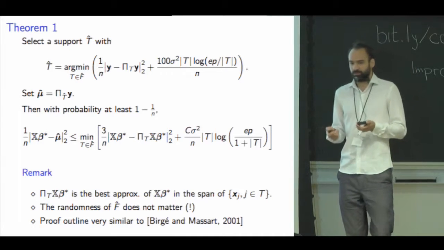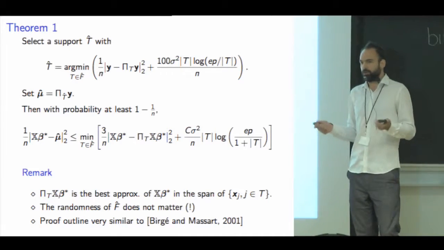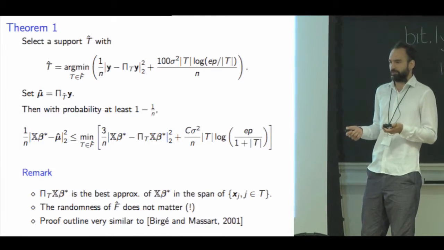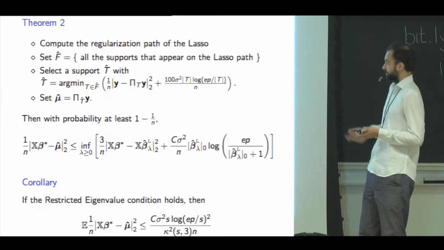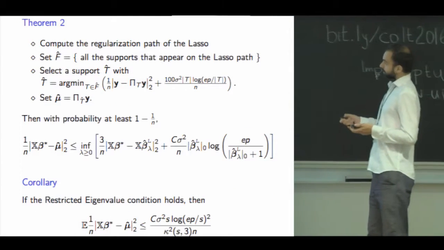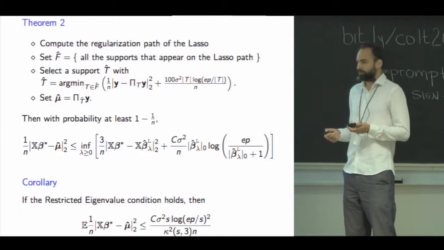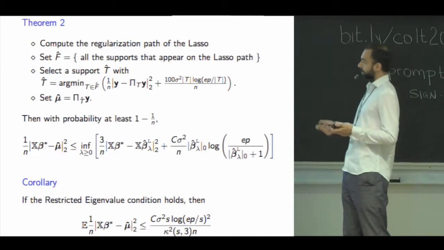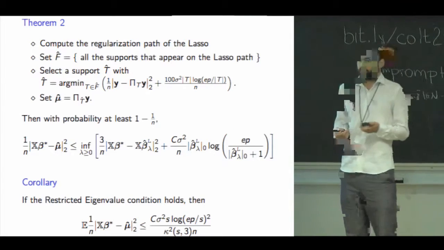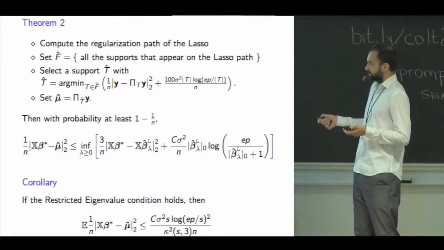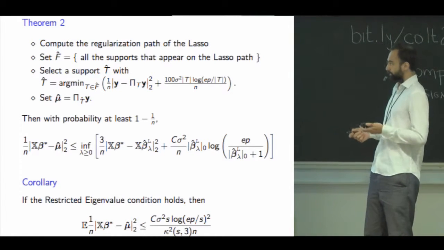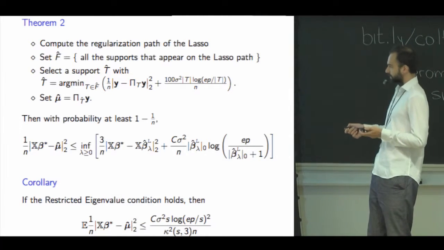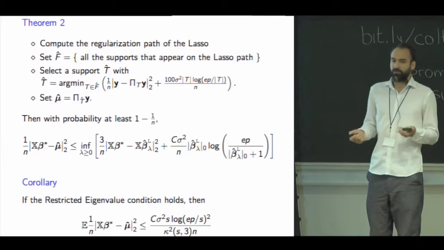And so what's a natural application of this? Well, what do I obtain if I plug all the supports that appear on the regularization path of the lasso into this F hat? This is the next slide. I compute the whole regularization path of the lasso. I set F hat to be all the supports that appear on the lasso path. I select a support with the same selection rule as before, and I use this estimator, which is the projection on the selected support. Then with high probability, I obtain an oracle inequality with, on the right-hand side, an infimum over all tuning parameters.